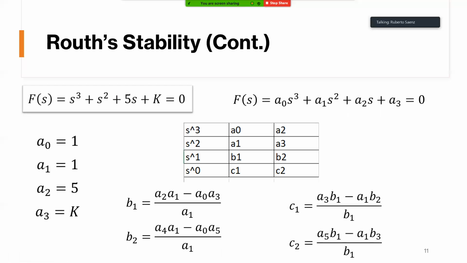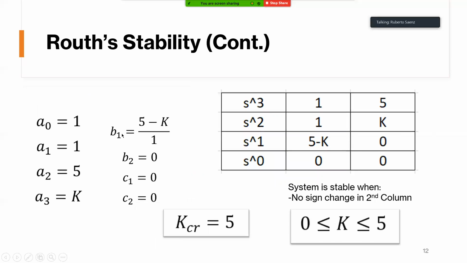So we pick it out, we have our a naught equals 1, a of 1 equals 1, a of 2 equals 5, and a3 is equal to k. Here in this middle table, we have the general format for using root stability criterion. And basically we have to find the values to plug into this chart. So we know a0 through a3, but we still need to find b1, b2, c1, and c2. Those can be calculated using the original a value coefficients and basically just substituting them in.